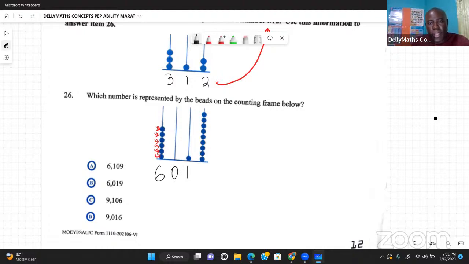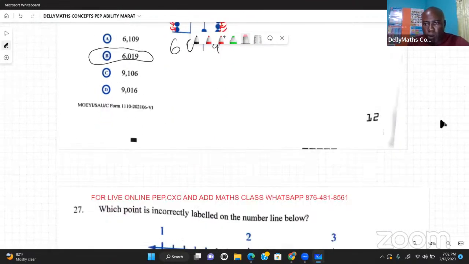And I'm going to count the rest. Let's count together. 1, 2, 3, 4, 5, 6, 7, 8, 9. This is 9. So I'm looking for 6, 0, 1, 9. And the answer is definitely B. There it is. 6019 is B. So you follow the pattern, do what they're doing, and yes, you would have come up with that.